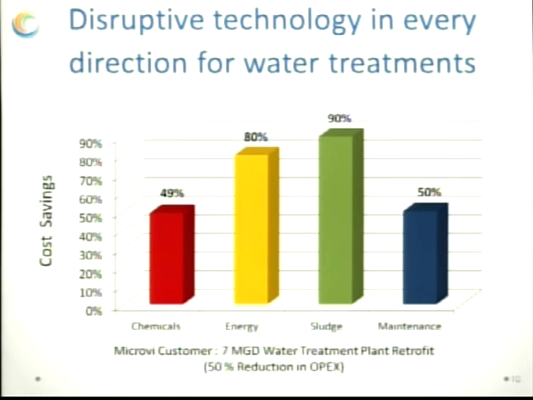The technology is disruptive in every direction, especially from an operational standpoint. This was an economic analysis done with one of our clients who is now testing the technology. Based on some initial pilot testing, we recognized a reduction in chemical costs and a big reduction in energy costs. Sludge generation was much less, and maintenance was less as well.